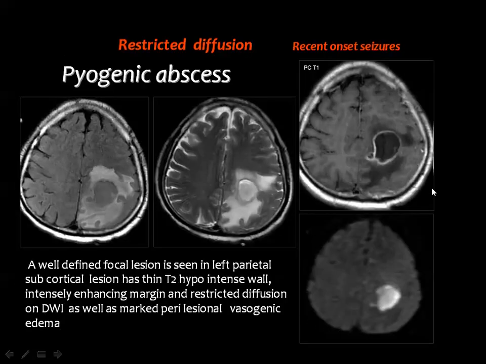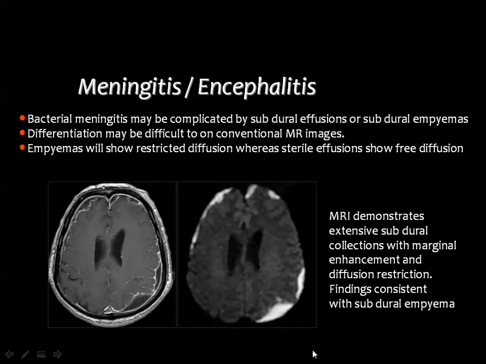And this is an abscess with restricted diffusion. This is the FLAIR image, the T2 weighted image, T1 post contrast, marginal enhancement, DWI, very bright signal, meaning that there is restricted diffusion. The same applies to encephalitis, meningitis, subdural empyema, epidural empyema.